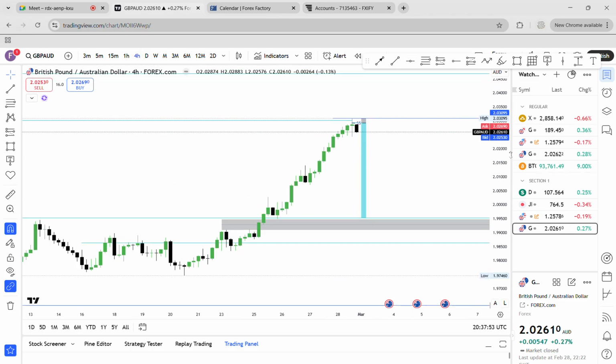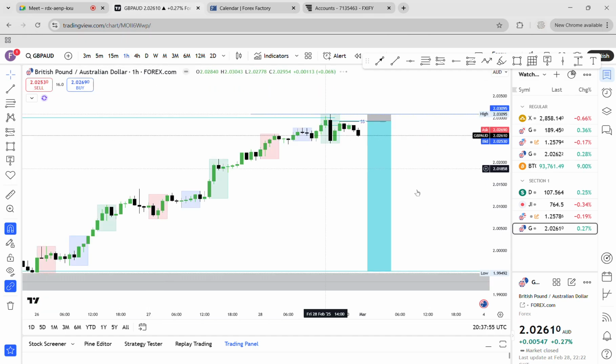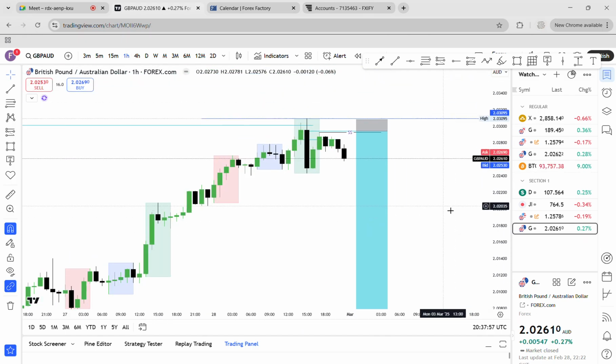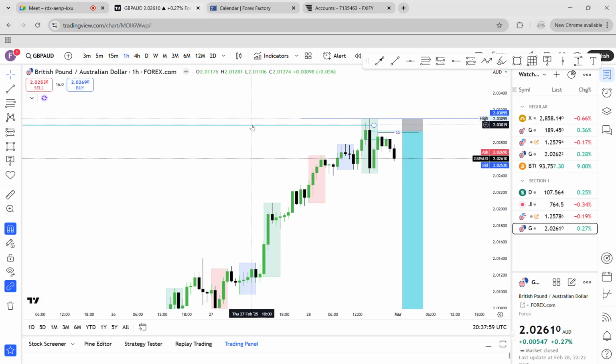What are you looking for? A setup. And where is your setup? You can now go down to a lower time frame. Why? Because we have met some requirement right here by seeking this old high. So price can now move down.